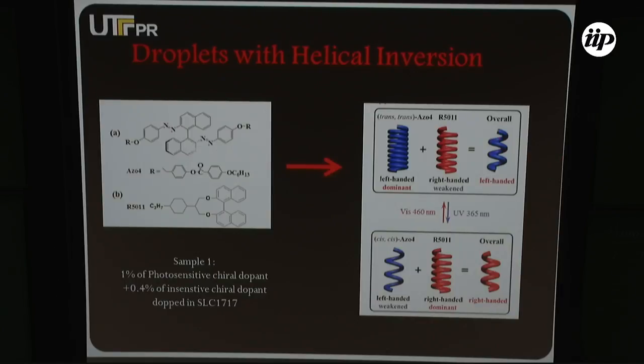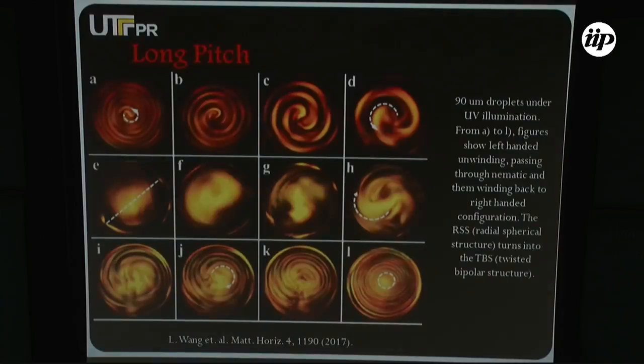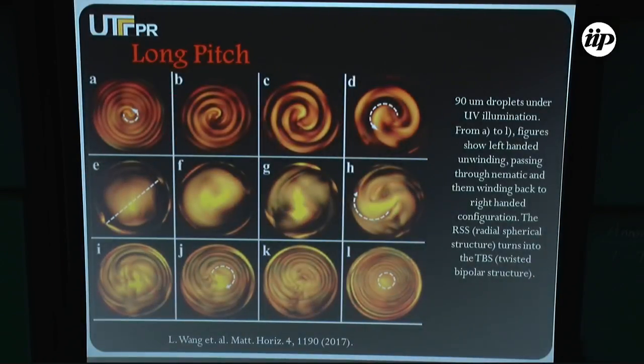But then we shine UV light. This one is weakened, and then it goes to right-handed. So you have a droplet that is cholesteric. You shine light, it goes to nematic, and then goes back to cholesteric with a different handedness. And we can see the dynamics of this happening.